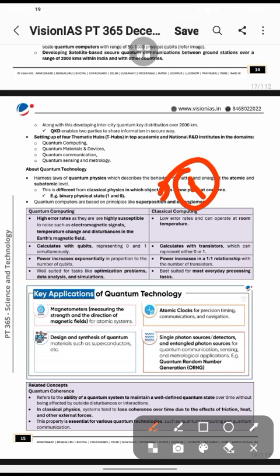Atomic clock is for timing and communication. Design and synthesis of quantum materials such as superconductors, single photon detectors and entanglement of photon sensing. Metrological application is also given.